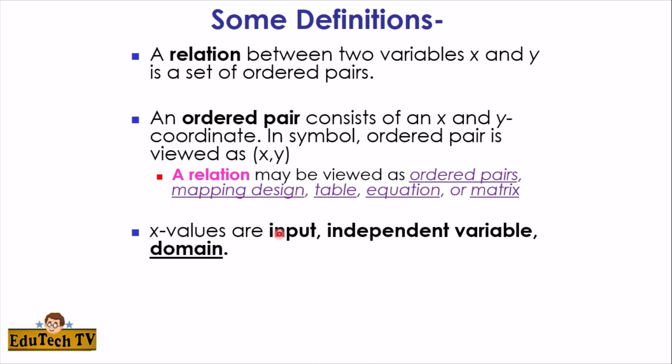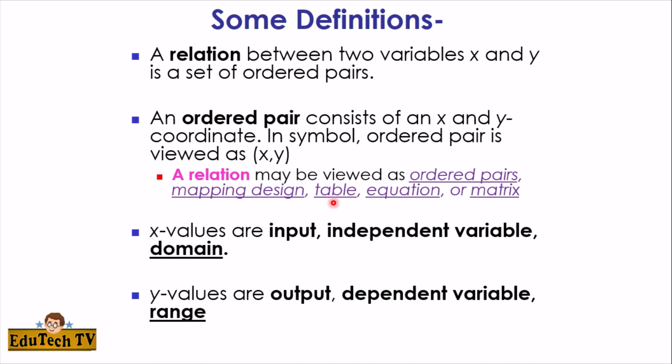Now, the x values or lahat ng mga numbers doon sa unang number doon sa ordered pair natin ay tinatawag ding input, independent variable, or madalas ay domain. Doon sa y values naman, ang tawag natin sa kanila ay output, dependent variable, yung madalas na tawag ay range.